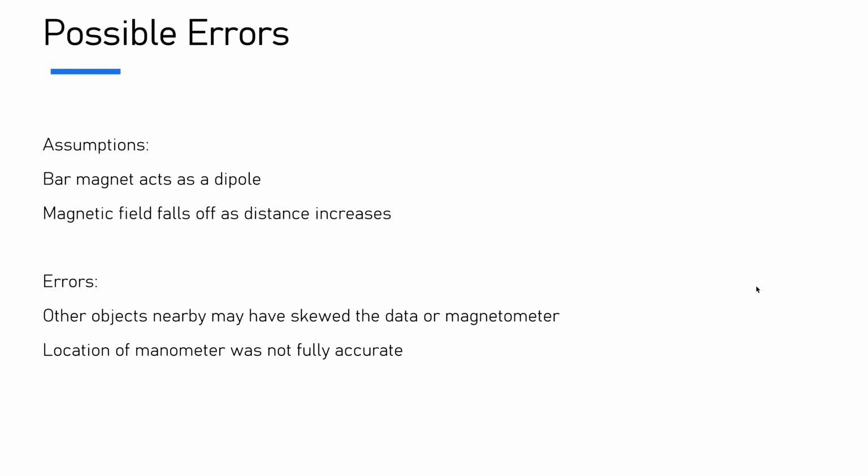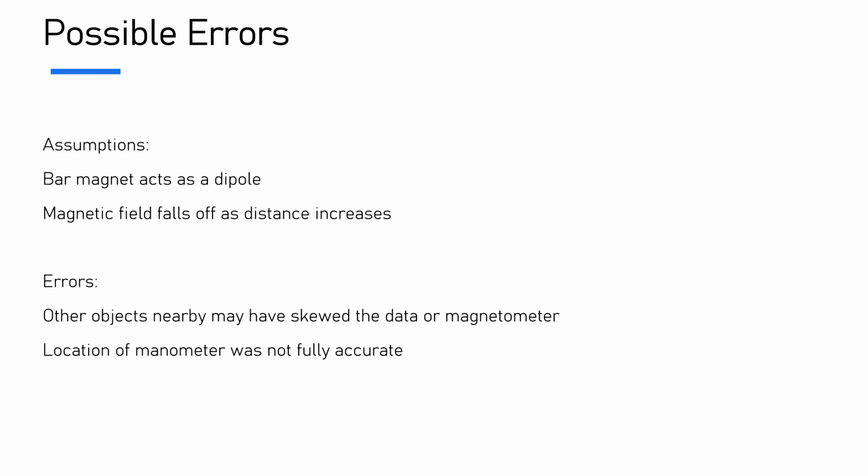Some possible errors we may have encountered in this lab were we treated bar magnets as dipoles. That was just an assumption we used to simplify it. And we also assumed the magnetic field falls off as distance increases, which we actually did find to be true, maybe not linearly.